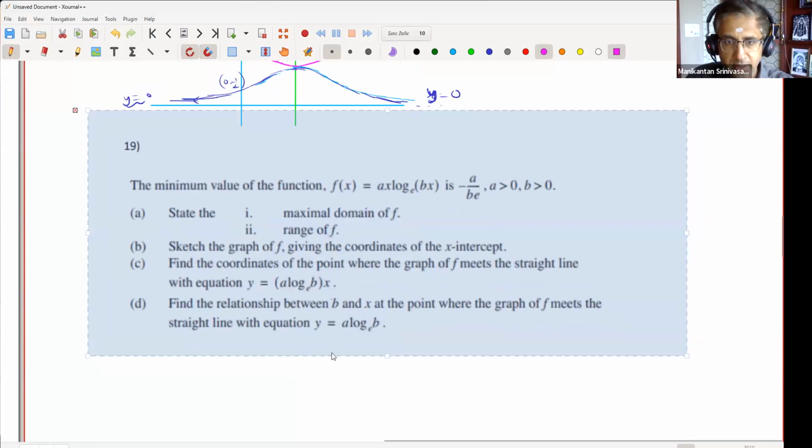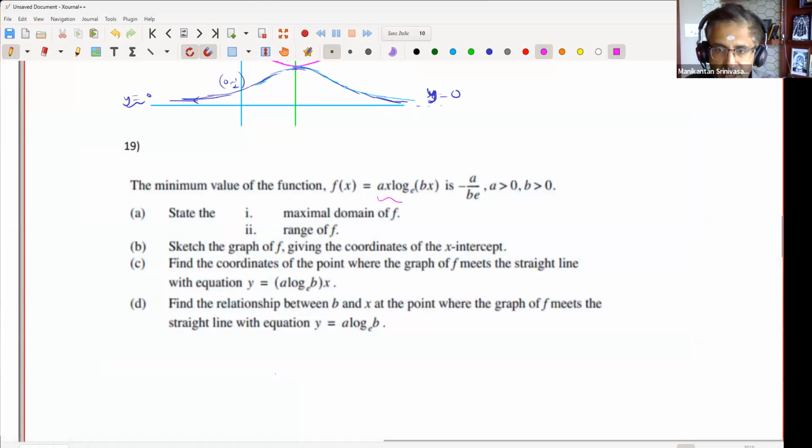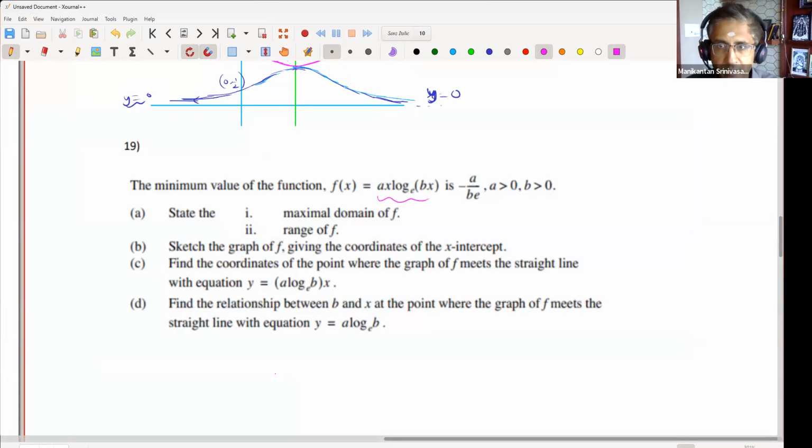Question 19. The minimum value of this function is given to be blah, blah, blah. Later when you learn differentiation, you should be able to calculate this yourself. That's what calculus will teach you. But in this case, he directly gives it to us, saying the minimum value is this. State the maximal domain of f.